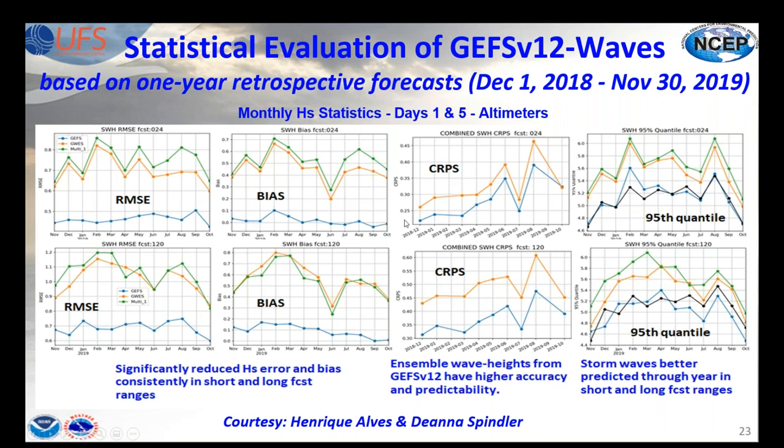consistently both in the short as well as in the long range forecasts. The CRPS scores also have improved along with the 95th quantile. The storm waves are better predicted through the year in short as well as the long forecast ranges.